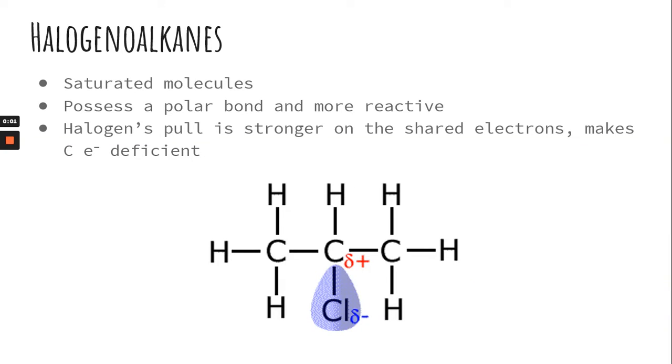All right, halogen alkanes are saturated molecules because they don't have multiple bonds, double or triple bonds. There is a polar bond happening because the halogen is going to be more electronegative than the carbon, so the electrons within the bond between the halogen and carbon will be more with the halogen than the carbon. So the carbon gets the delta positive. Sometimes it's referred to as electron deficient since the halogen has pulled the electrons towards it.